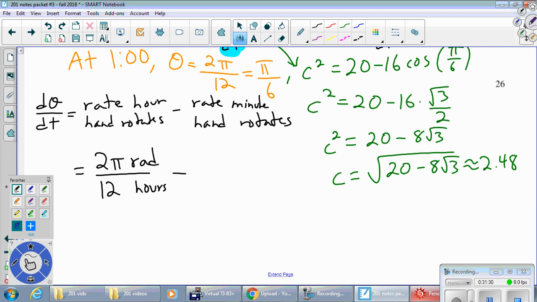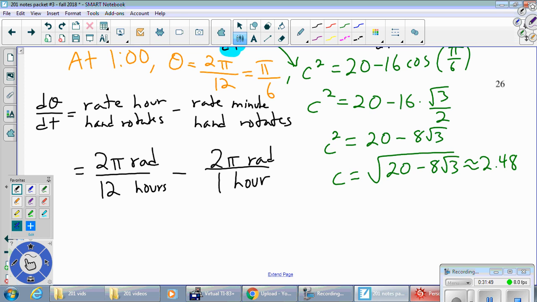And now the minute hand, again, thinking about one complete revolution for just the minute hand. Again, it's 2 pi radians for that revolution. And how long does the minute hand take? It takes 60 minutes, but let's be consistent with our time units and say that it takes 1 hour. So those are the rates that these two hands rotate independently of each other.